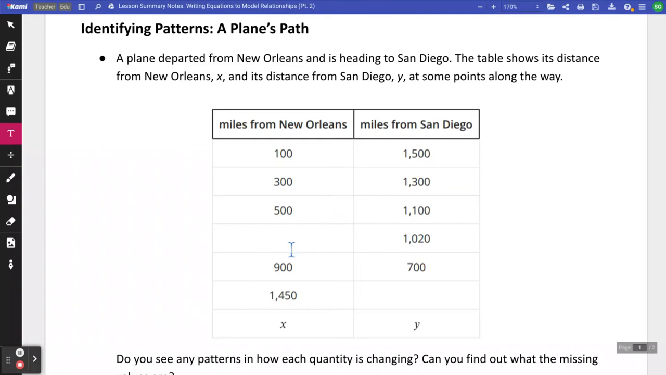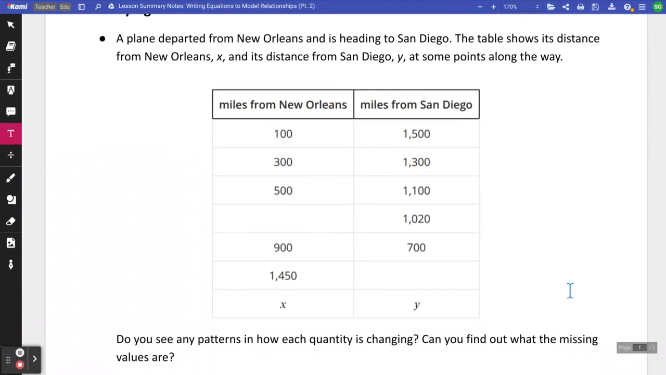Row 4 is the first row where we've got a missing number. We've got another missing number in row 6 as well. The first question when I'm looking at this table is, do I see any patterns in how each of these quantities is changing? We're going to be on the lookout for patterns in this table. And if we find that pattern, we can use it to help us find those missing values. I encourage you, go ahead, pause this video now and see if you can find some patterns in this table.